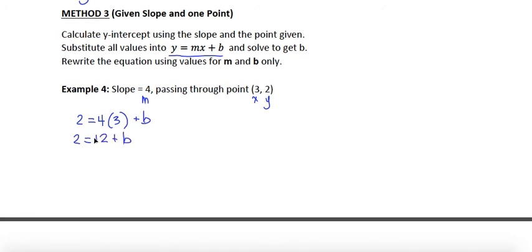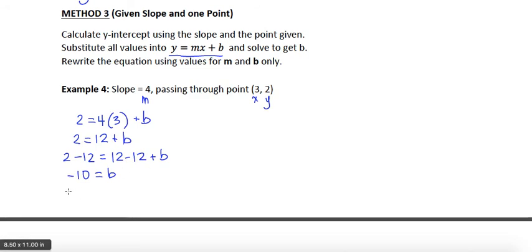So now we want to subtract 12 from both sides to eliminate the constant from the right-hand side. So 2 take away 12 is equal to 12 take away 12 plus b. So we have 2 minus 12 is negative 10 equals, well, 12 minus 12 is 0, which is what we wanted. So we're left with b is equal to negative 10.